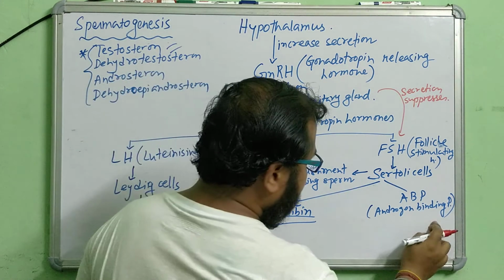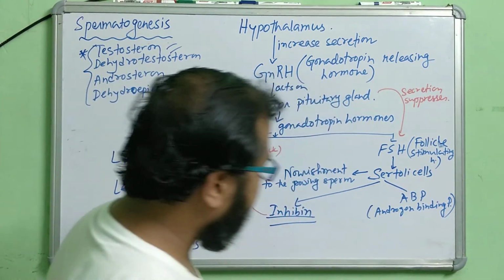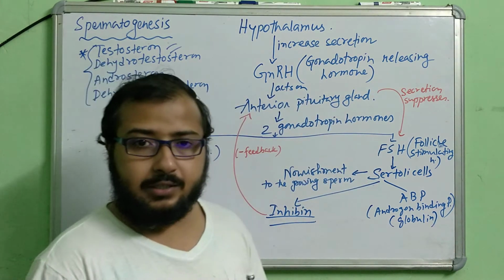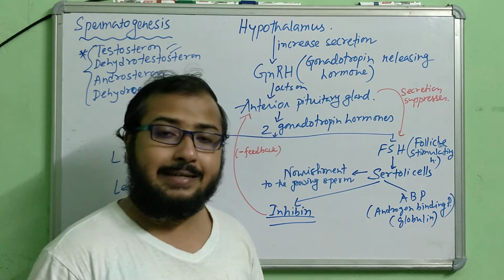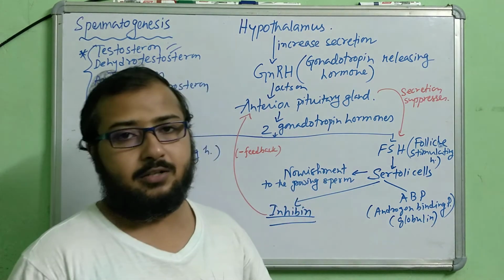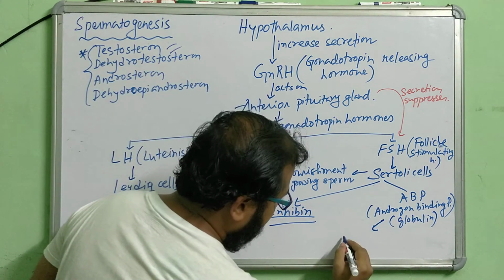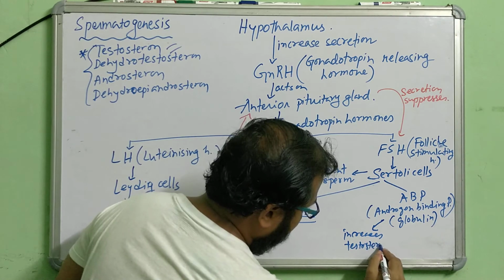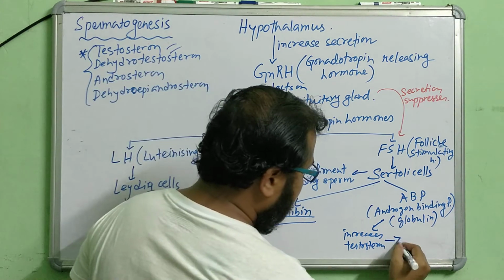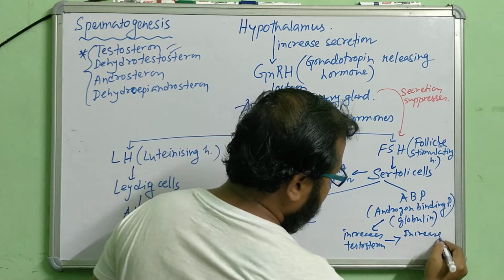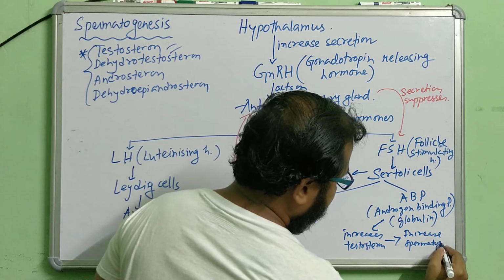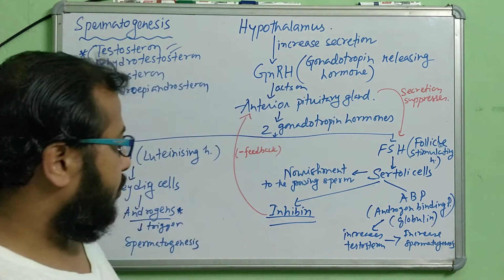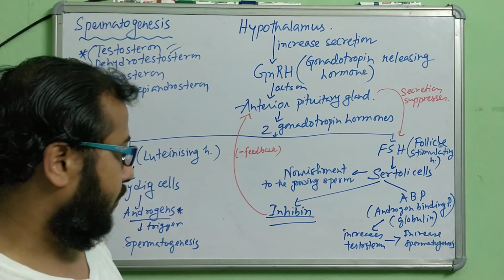Now, this androgen binding protein is mainly a globulin protein, which triggers secretion of testosterone inside the seminiferous tubule, which in turn triggers spermatogenesis. So this globulin protein increases testosterone inside the seminiferous tubule, and that ultimately leads to increased spermatogenesis. This is how the androgen binding protein is going to act.